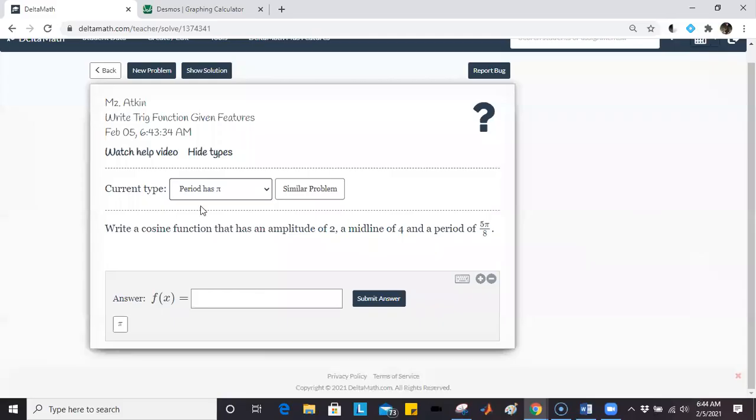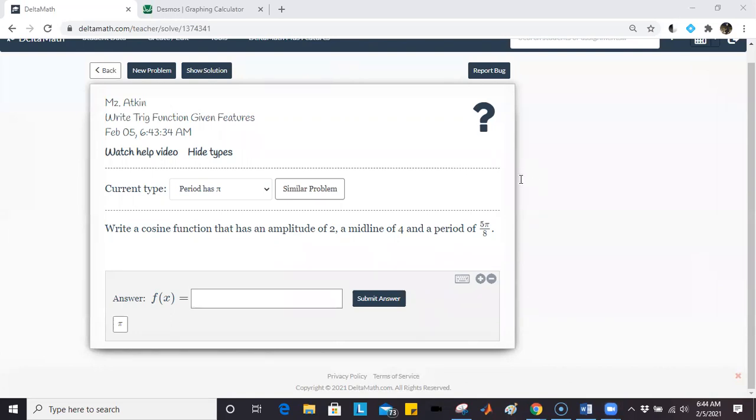All right, let's check out this next one where we are writing trig functions given features. So this says, write a cosine function that has an amplitude of 2, a midline of 4, and a period of 5 pi over 8. What? That's okay. We can handle this. We absolutely can handle this.